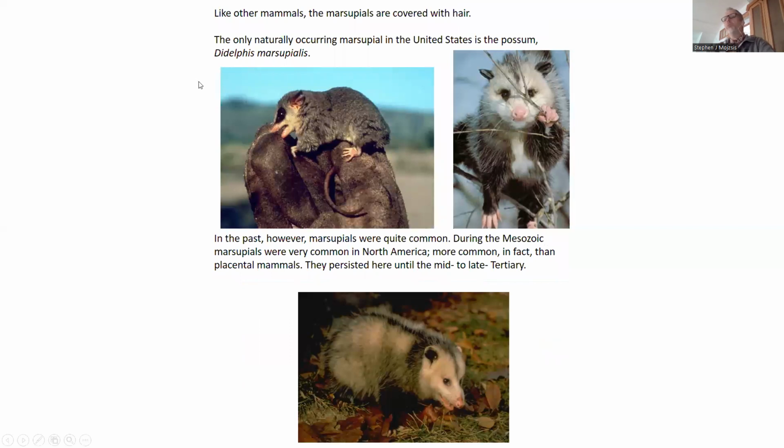The only naturally occurring marsupial in North America is the possum, and they look like giant rats because they are covered in hair and have a rat-like tail. They were once very common throughout Gondwana during the Mesozoic, but what happened was when Gondwana continents, which had been separated from the northern Laurasian continent, reconnected, placental mammals invaded and outcompeted marsupials, which is something, by the way, that appears to be happening today in parts of, for example, Australia.